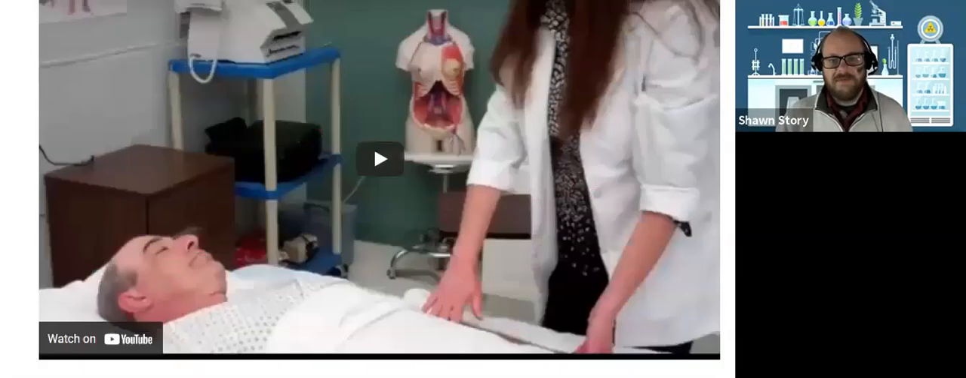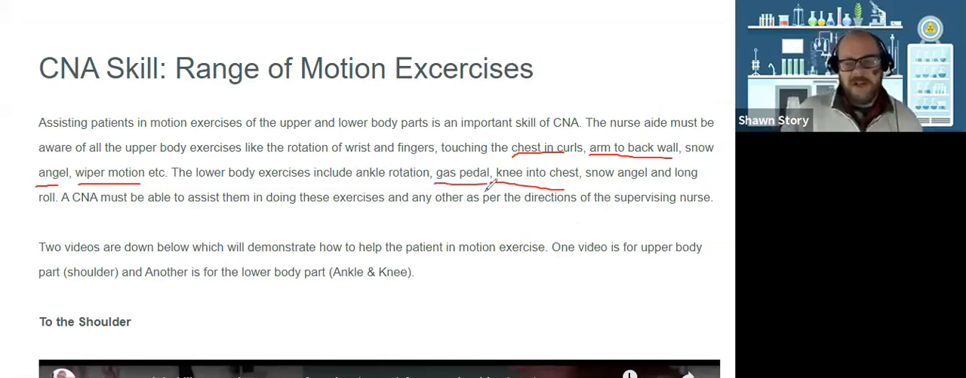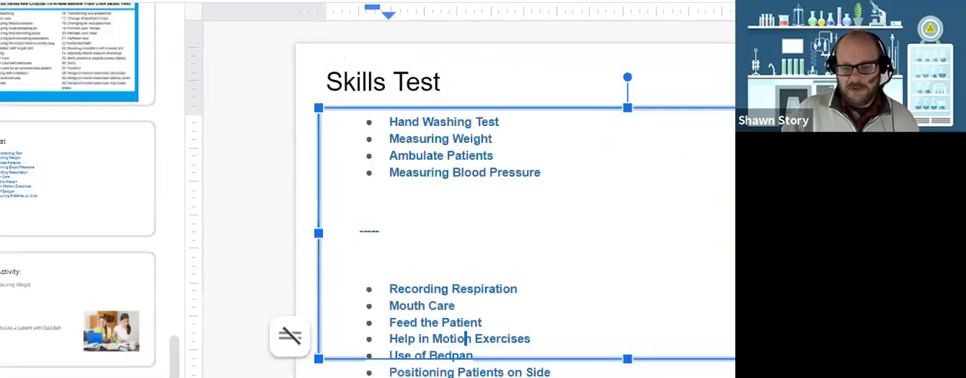All right. So we didn't look at the shoulder, but you will see all of the names of these: chest to curl, arm to back wall, snow angel, wiper motion. We saw the knee to chest. We also saw the gas pedal. This is where different institutions, clinics, hospitals might have different names for these. The exercise itself is the same, but the term and the name that they call it might change. So your instructor might use different terms for these exercises, but they're the same ones. All right. Any questions about those?